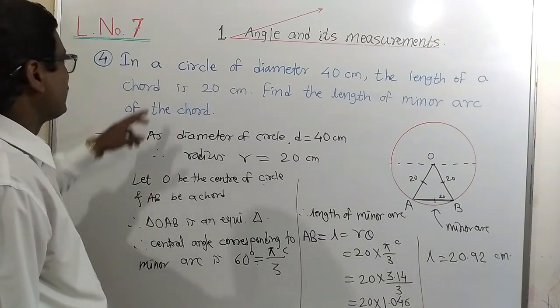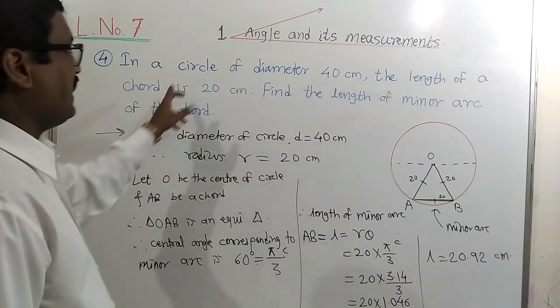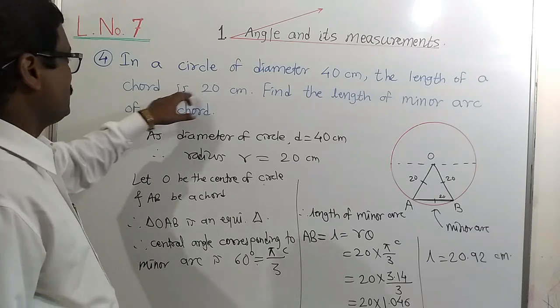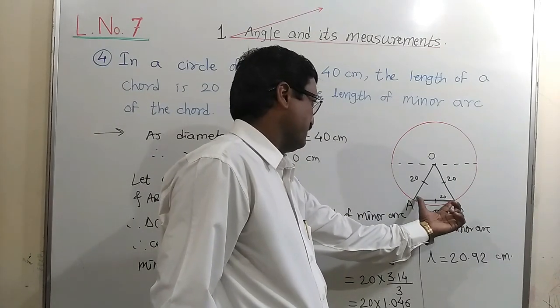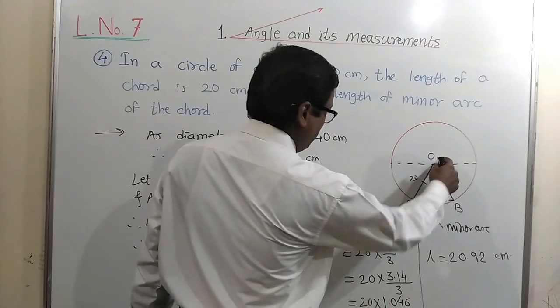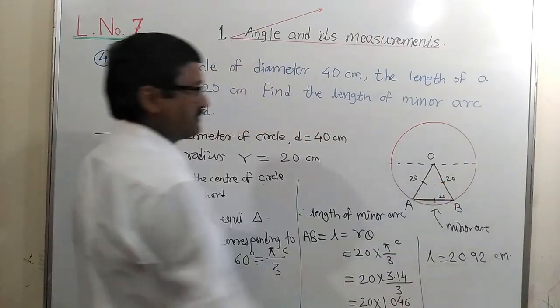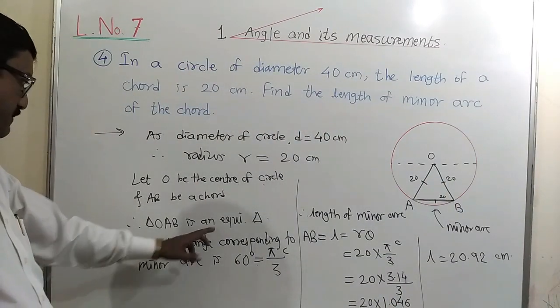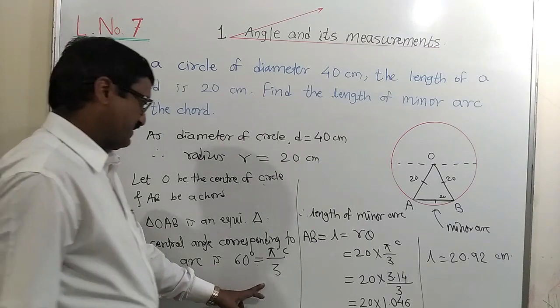Let us see once again. Here the diameter of the circle is 40, so radius will be 20, and the length of the chord is 20 centimeter. One chord is given. Suppose that chord is AB, its length is 20 centimeter. Obviously, the triangle formed by this radius OA, radius OB, and chord AB will have 20, 20, 20 sides. So it's an equilateral triangle. So the central angle will be 60 degree, that is pi by 3.